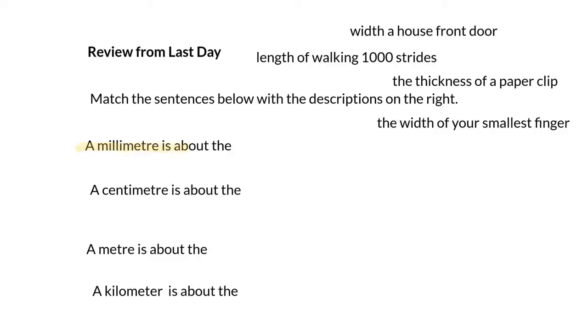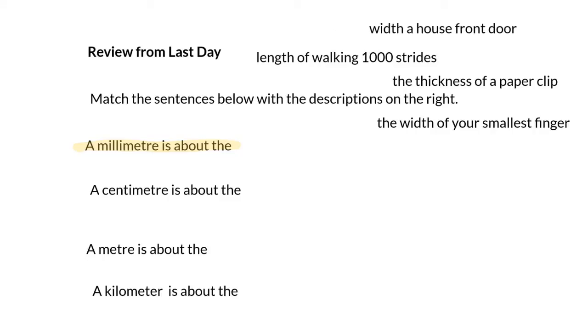All right, so we have the millimeter, then we also have a centimeter, which is about the, and a meter is about the, and I need you to match it with the width of the front door, the length of 100 strides, and the thickness of a paperclip. Let's go and do that now. So pause the video and try to match those things. Now that you've matched them, let's take a look at what our answer is.